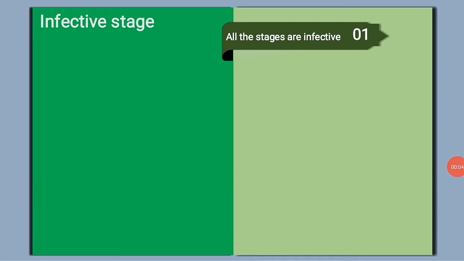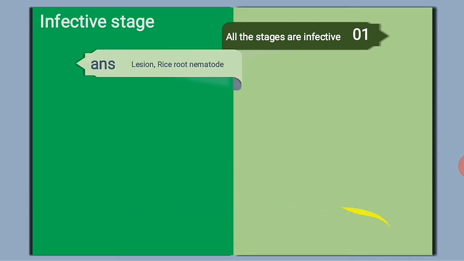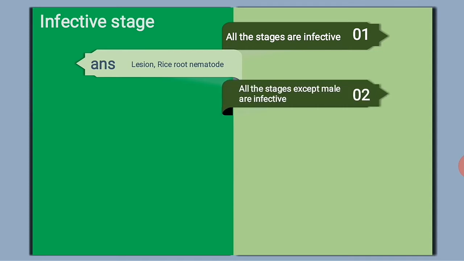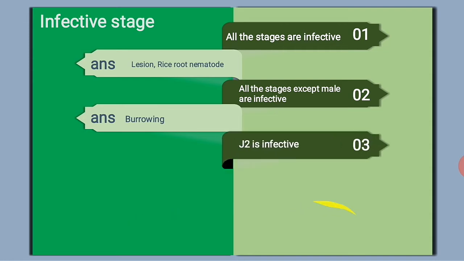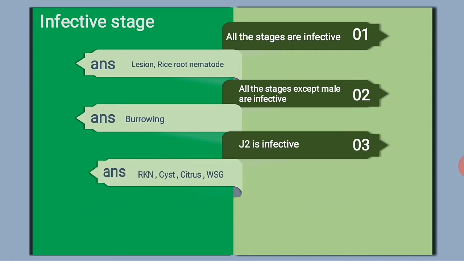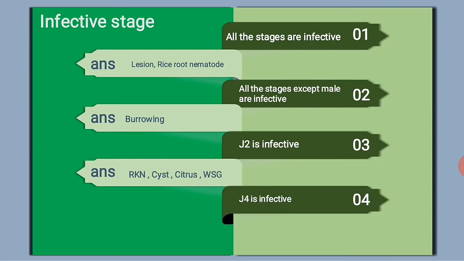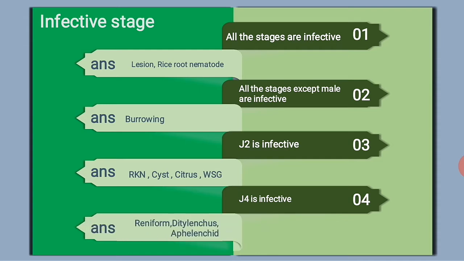Here, all the stages are infective in case of lesion nematode, and all the stages are infective except male in case of burrowing nematode, and only J2 stages are infective in case of Meloidogyne, cyst, citrus, wheat seed gall nematode, that is Anguina tritici, and only J4 stage is infective in case of reniform and Ditylenchus.